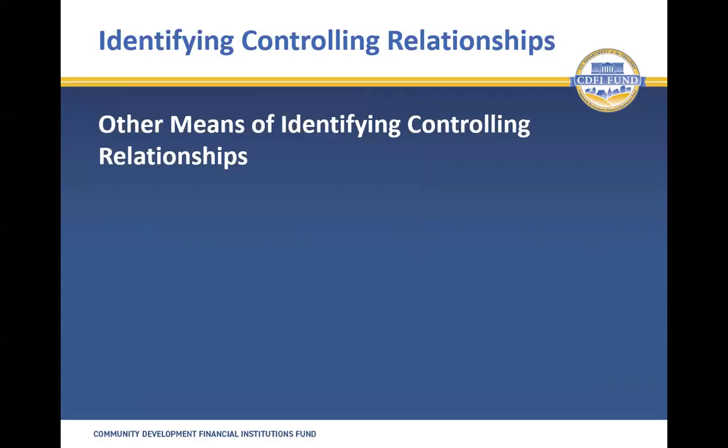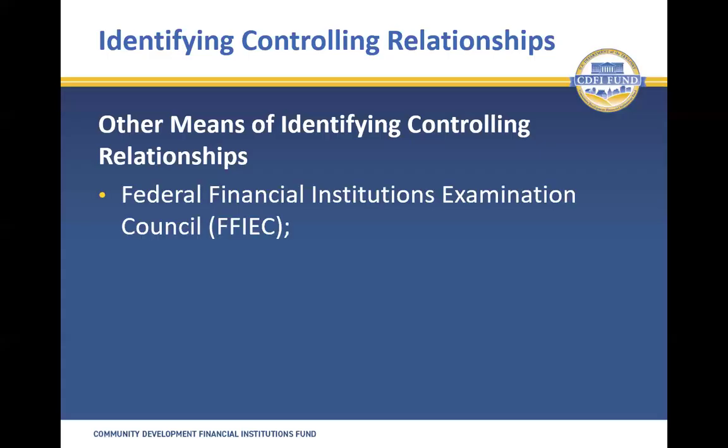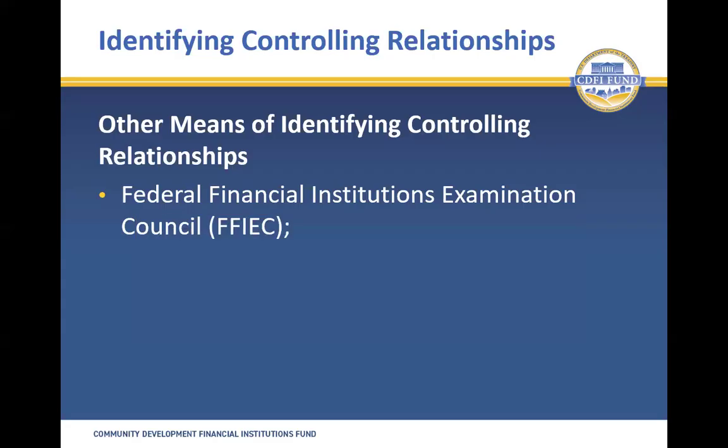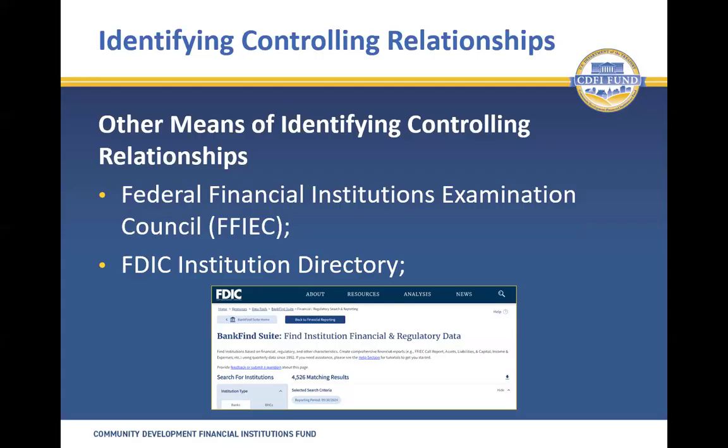I want to also cover the other methods the CDFI Fund uses to identify control besides what is directly submitted within the application. For the Federal Financial Institutions Examination Council, we do a search of organizations in the search institutions function to see if there are any relationships between relevant affiliates. The next would be the FDIC Institution Directory. We use the BankFind suite to learn more about applicants' potential relationships among affiliates.